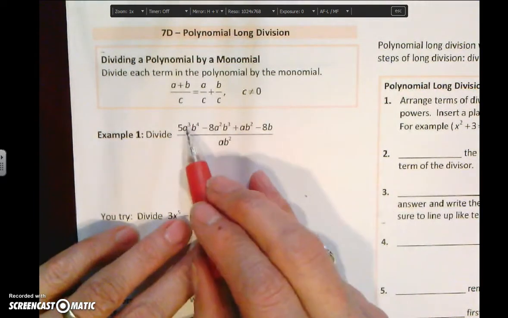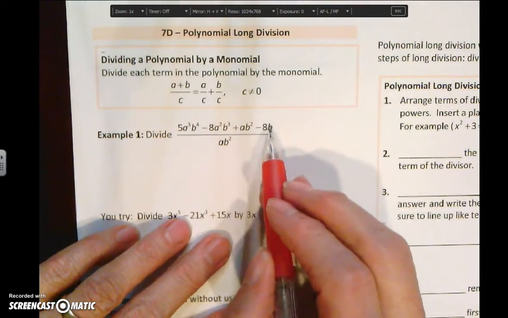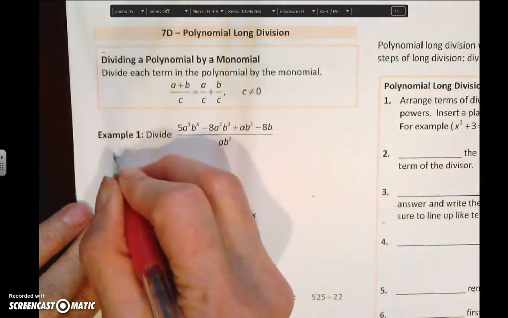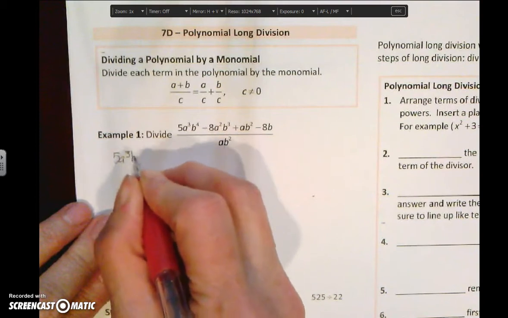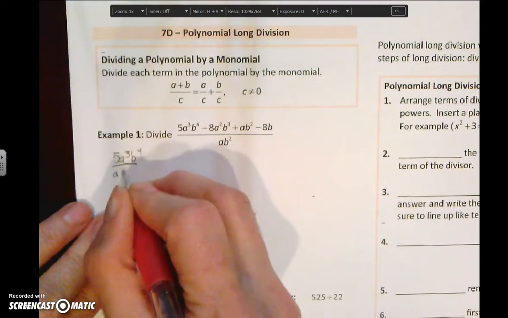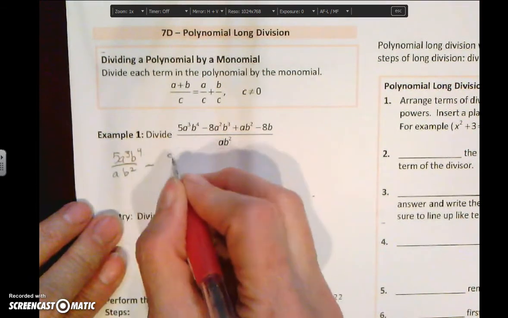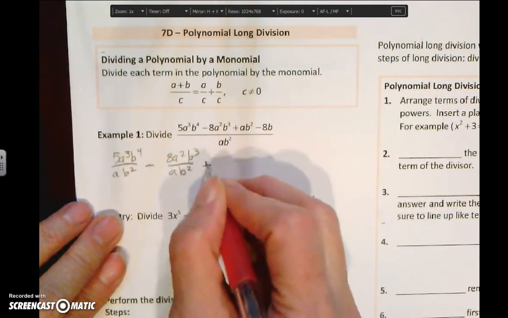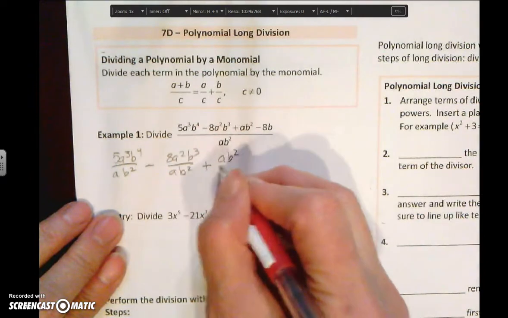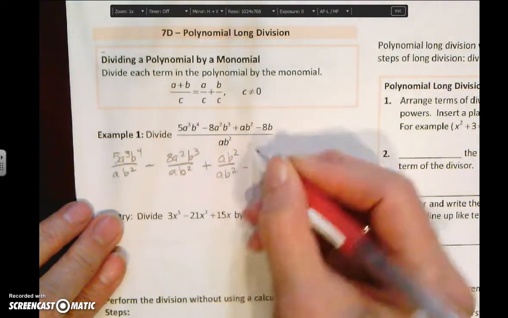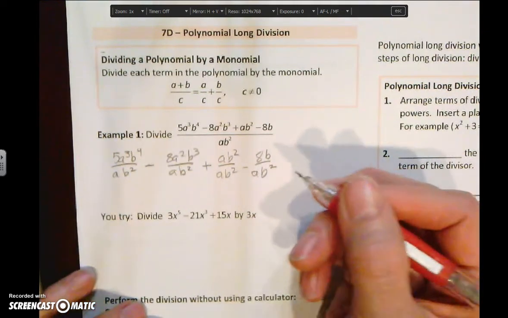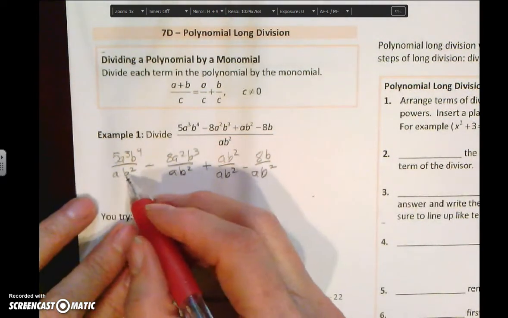So when we divide this polynomial here by AB squared, I will rewrite it as each term in the numerator divided by the AB squared, minus, plus AB squared over AB squared, minus 8B over AB squared. Then I want to come back and simplify it.